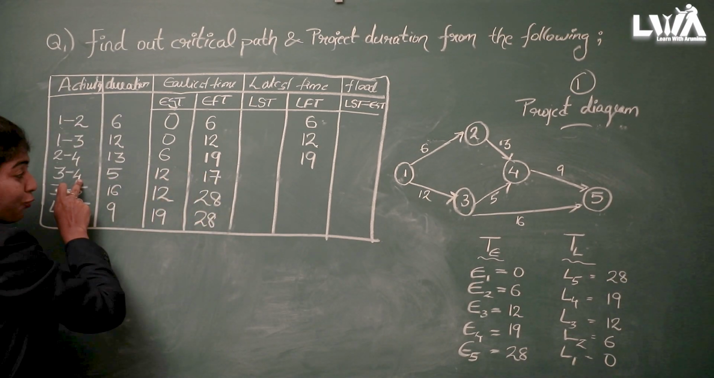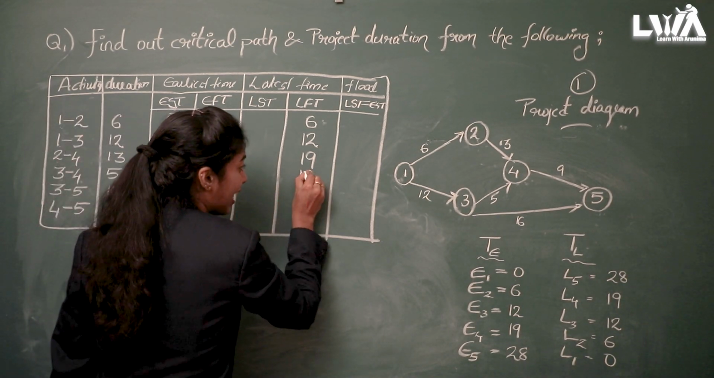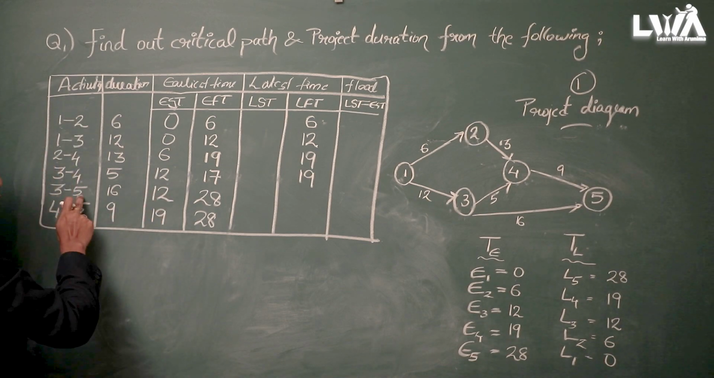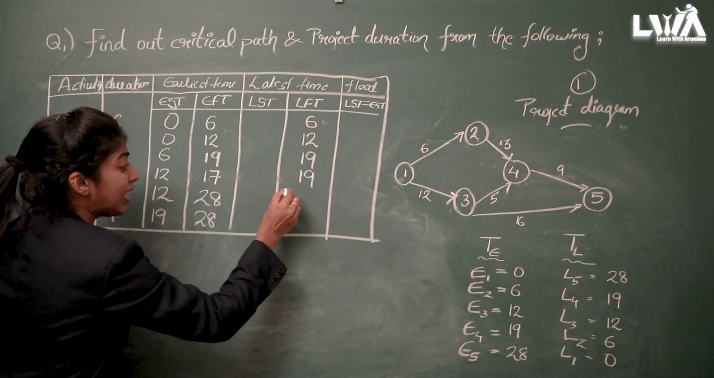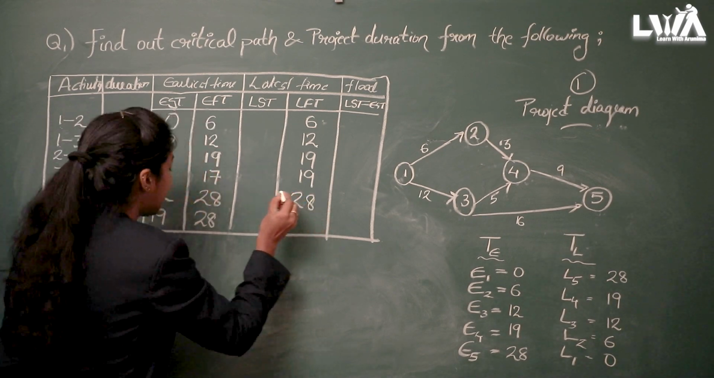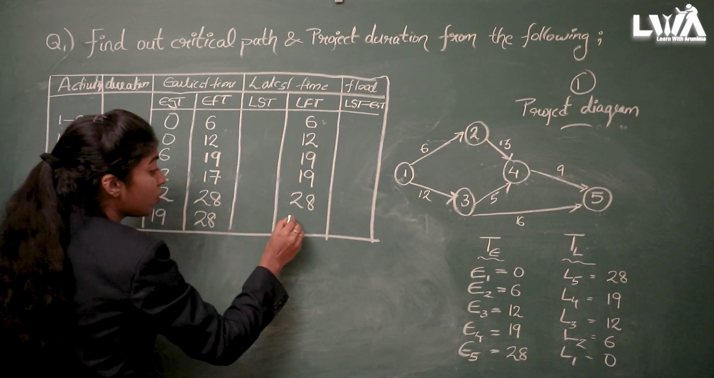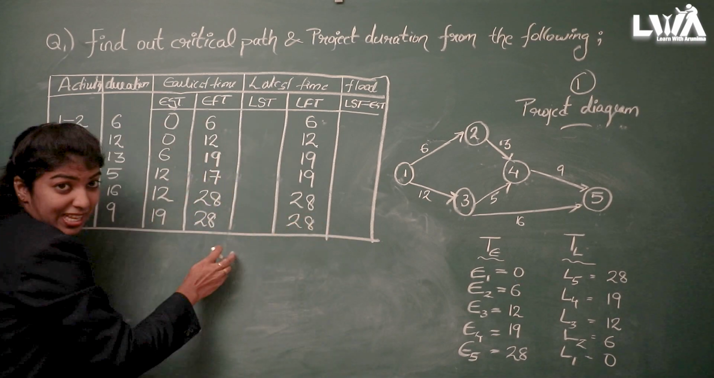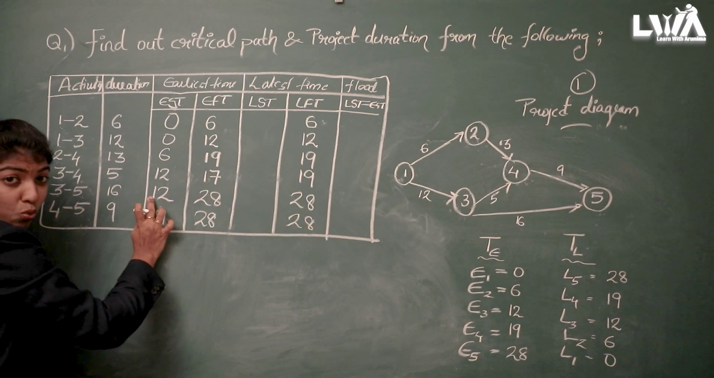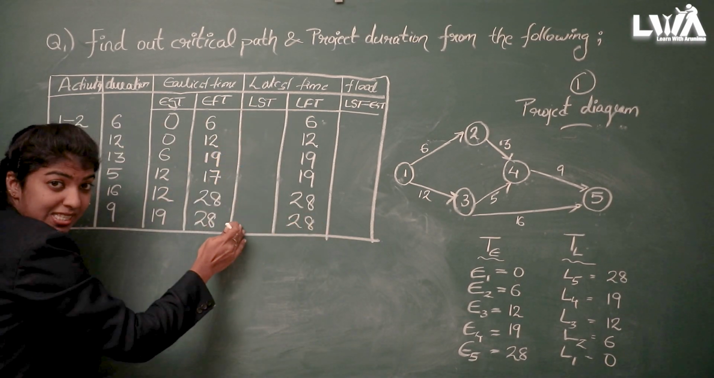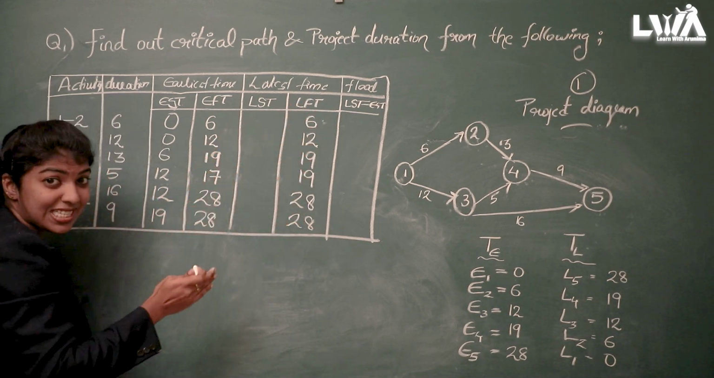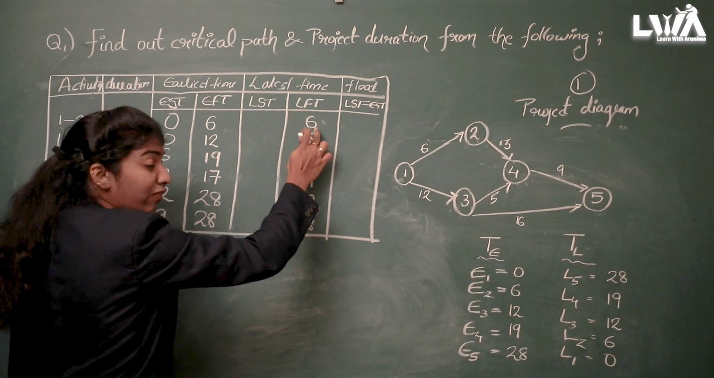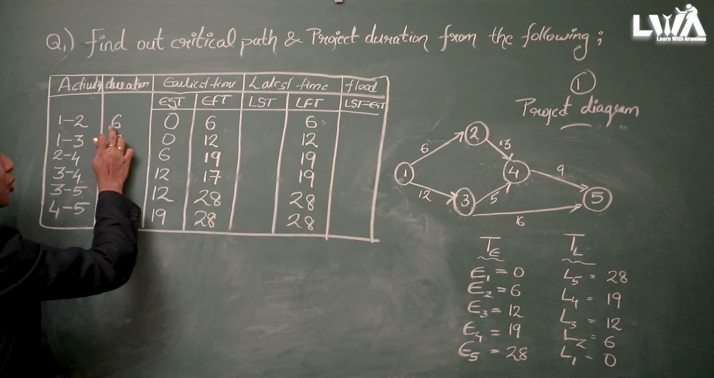Here also 3 to 4, so L4 is 19. Here 3 to 5, so in 5, what is L5? 28. Here also L5, so 28. This is the important thing. After doing these two steps, leave this, do this. And after that, in order to find LST, LFT minus duration.